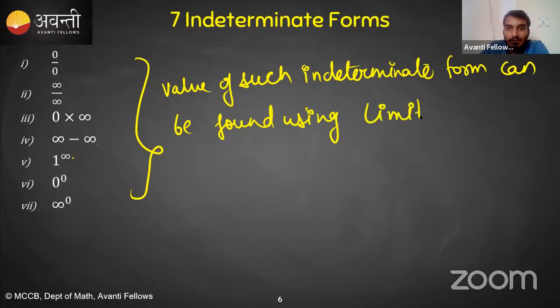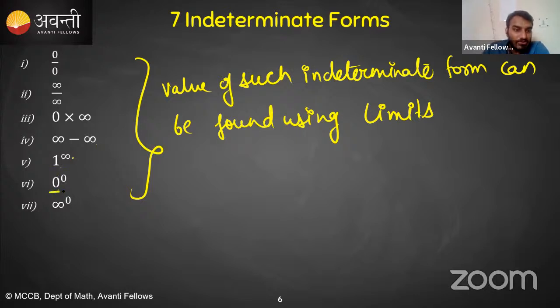These are the 7 indeterminate forms. That's it. There are no more or less than these. These are the only 7 indeterminate forms where we use the concept of limit. So whenever in a question you find any of these 7 indeterminate forms, keep in mind that you have to find that value using the limit. So 0 upon 0, infinity upon infinity, 0 into infinity, infinity minus infinity, 1 raised to the power infinity, 0 raised to the power 0, infinity raised to the power 0, right?